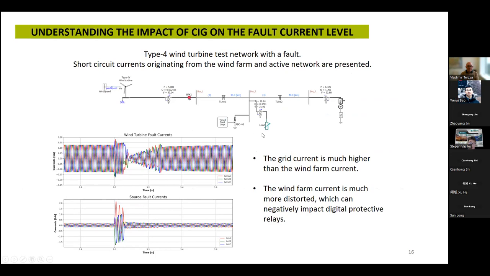Based on the current graphs obtained, it can be concluded that the grid current is much higher than the wind farm current. Furthermore, the wind farm current is much more distorted. This can negatively impact digital protective relays, for example.